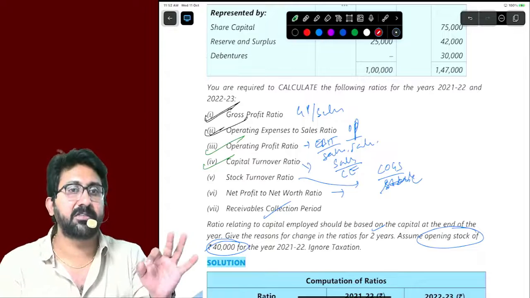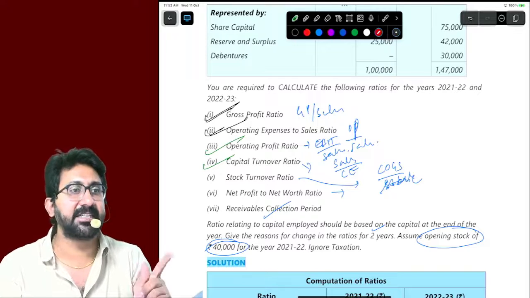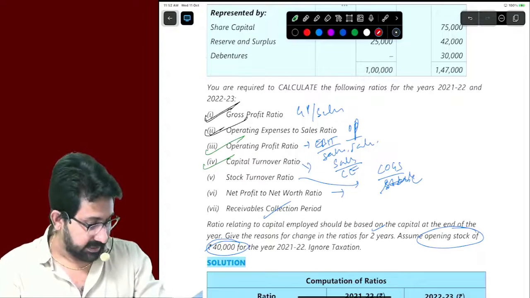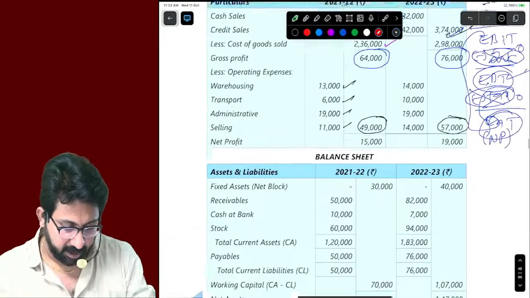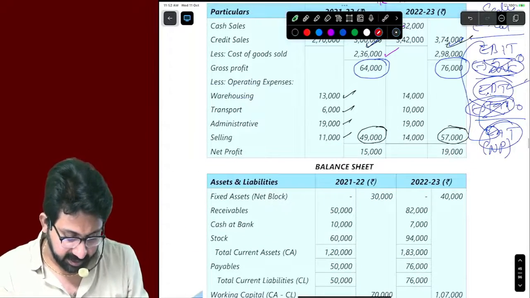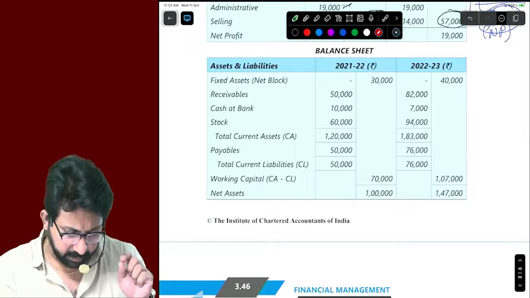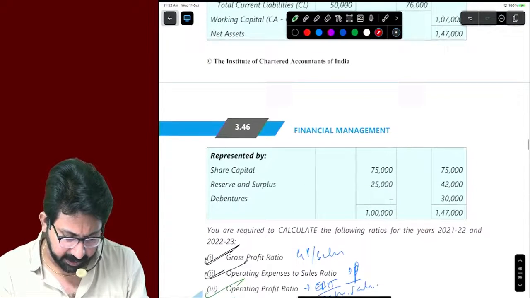Who influences whom? Capital influences sales. Therefore, what is the formula? Sales by capital employed. One small clarity for my side: what is the capital employed at the beginning of this year?